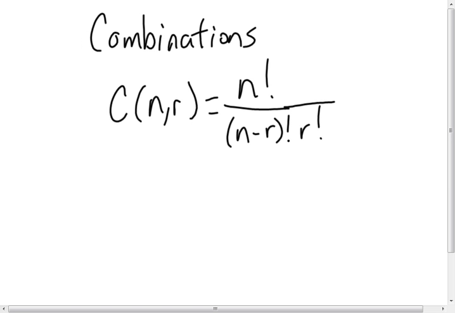Combinations is an arrangement of objects where the order does not matter, and it has a different formula. The formula for combinations is n factorial over n minus r factorial times r factorial. That would be the same as permutations, but you also add the r factorial in the denominator as well. Remember, combinations can never be more than permutations. It can be equal or it can be less, but combinations will never be more than permutations.